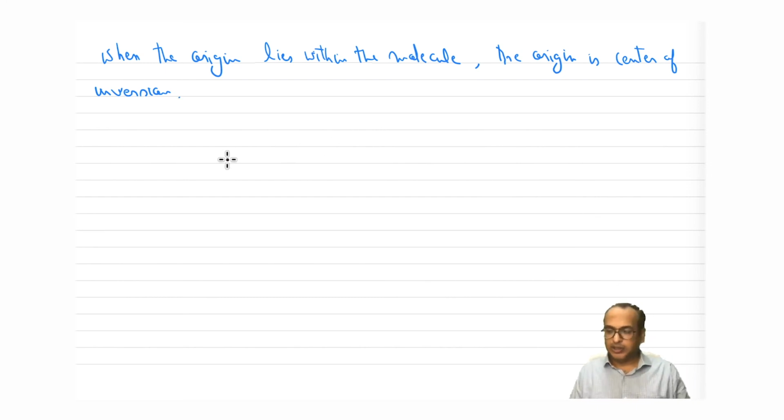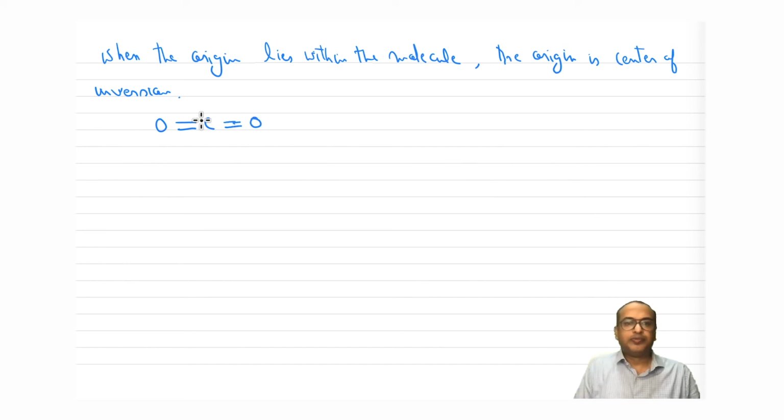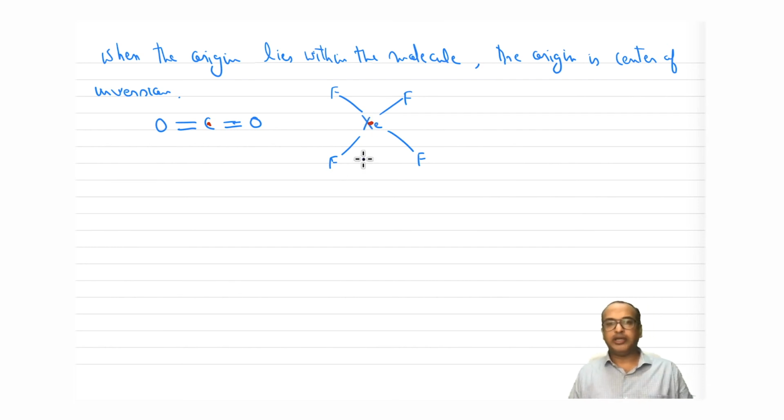All right. So let us look at an example. For example, if you have CO2, your carbon will be your inversion center, right? Because if you see, oxygen 1 will be replaced with oxygen 2 if you reflect everything from this point. Similarly, let's say if we have XeF4, again the center of this molecule will be the center of inversion, right?